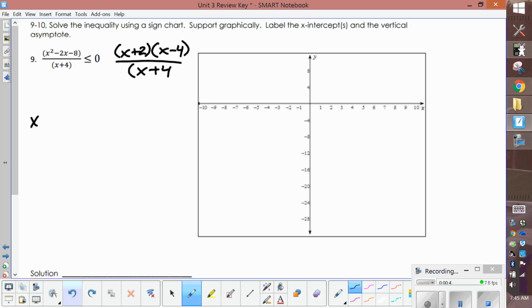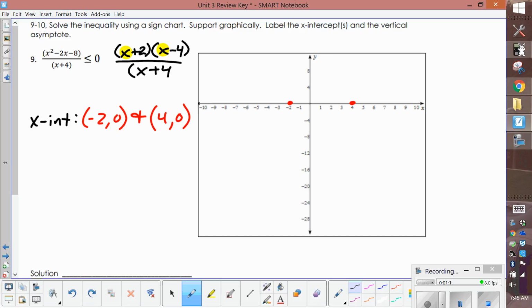Okay, a couple things we need in order to graph. Number one, I need x-intercepts, and x-intercepts are wherever we produce a 0 in the numerator. In that first set of parentheses, negative 2 would produce a 0. I'm going to write it as a coordinate point. In the second set of parentheses, positive 4 would produce a 0. I'm going to put dots at negative 2 and positive 4, and you'll notice they're closed circles because my inequality is less than or equal to.